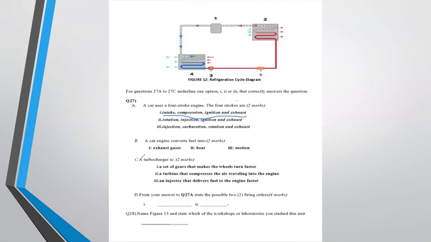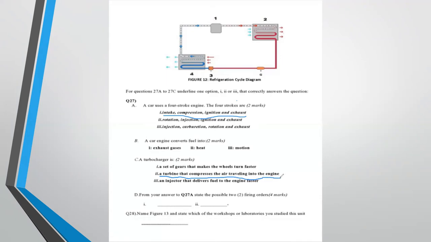Let's go to the next question. You see, a turbocharger is what? Is it your first time hearing it? Yes, it will be heard in the automobile shop. So what is the function of a turbocharger? Let's make it fast and save time. So the main function of this turbocharger is to compress air traveling in the engine. So this is the answer B. It's a turbine that compresses the air traveling in the engine.